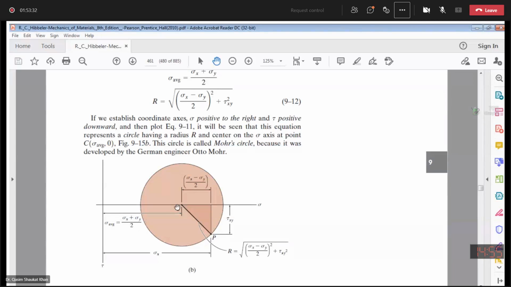Fine. Next thing is I need to calculate the radius. The radius of the Mohr circle is the same as the resultant, that is under root sigma x minus sigma y over 2 square plus tau xy square. So I can get the radius. Once you have the center point and you know the radius, just place your compass at the center point, open it equal to the radius and draw the circle. Okay?